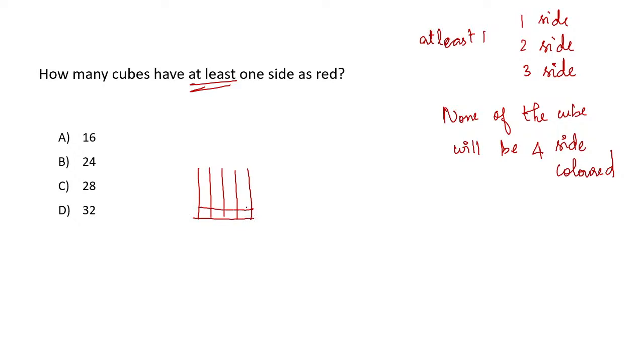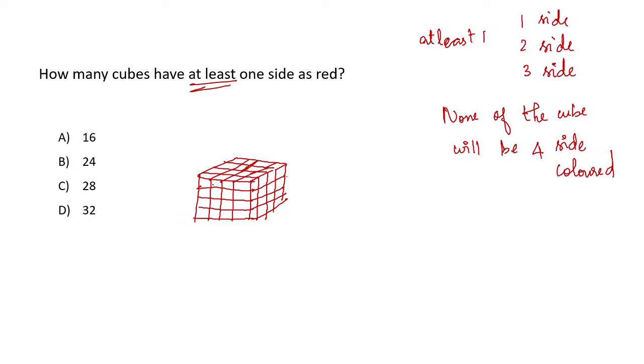Okay, fine. So we have a 4 by 4 by 4 cube. 1, 2, 3, 4. 1, 2, 3, 4, and the cube looks like the same, correct? Done.